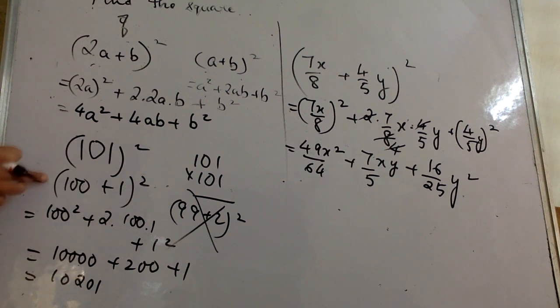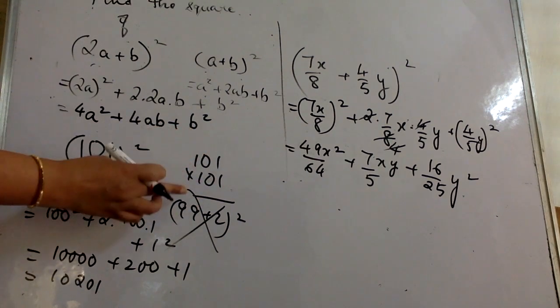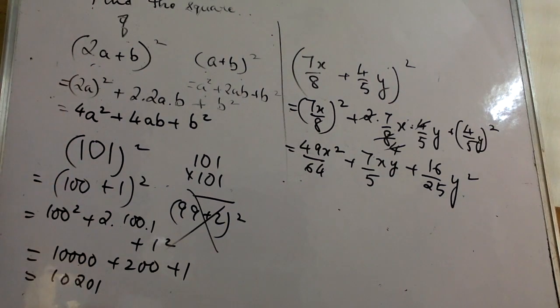Because many people who don't learn this think they can manage it like this, but if they have told you to use the identity, then you have to use the identity. Okay, so the next question is also using an identity.